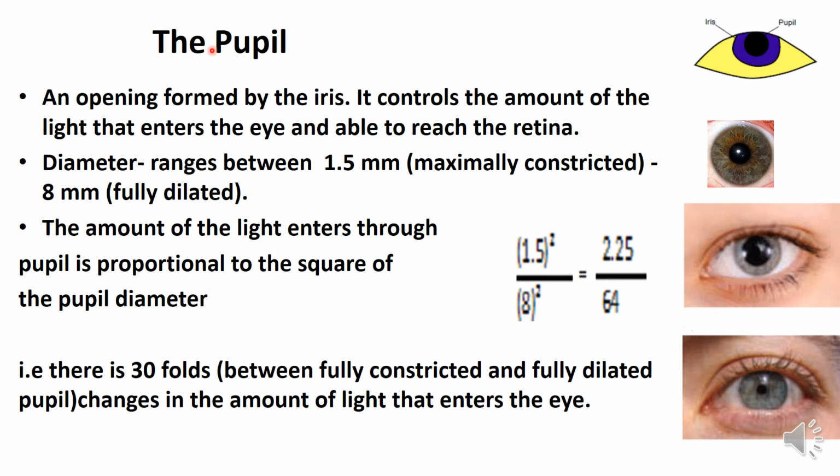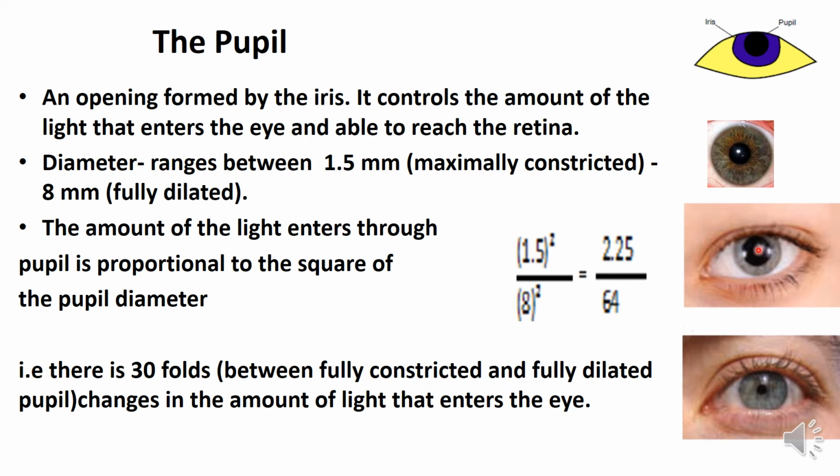The pupil. The pupil is an opening formed by the iris. The iris is the colored part of the eyeball, this one, and the iris consists of connective tissue and muscles. The opening of the pupil, or the diameter of the pupil, can be changed. It can be increased or decreased. This is called constricted pupil, this is called dilated pupil.